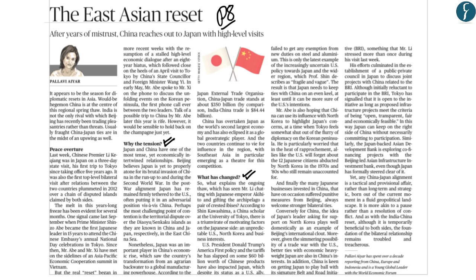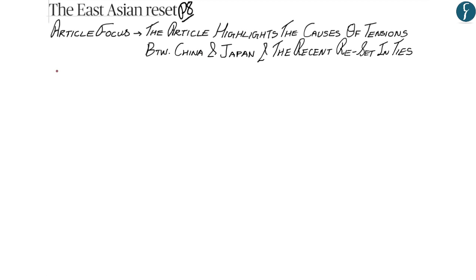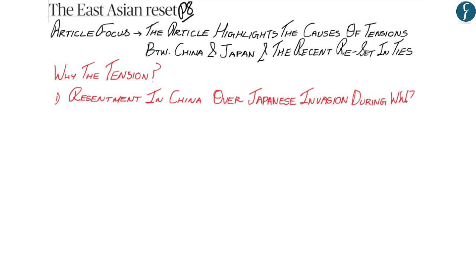With regards to this article, let us first understand what the causes of tension between Japan and China are, as highlighted by the author. The first reason is the resentment in China over the Japanese invasion during World War II. As you might know, during World War II, Japan invaded large parts of China, and there was a large massacre of Chinese citizens by the Japanese forces, apart from other atrocities committed by Japan. Because of this, there is a continued resentment in China over the Japanese invasion during World War II.